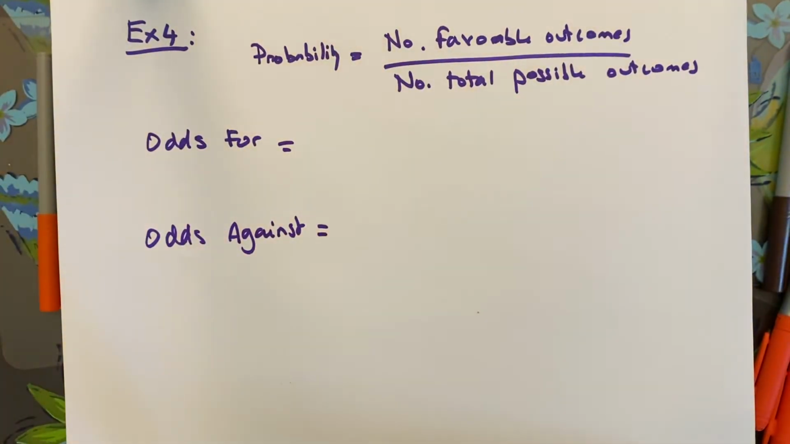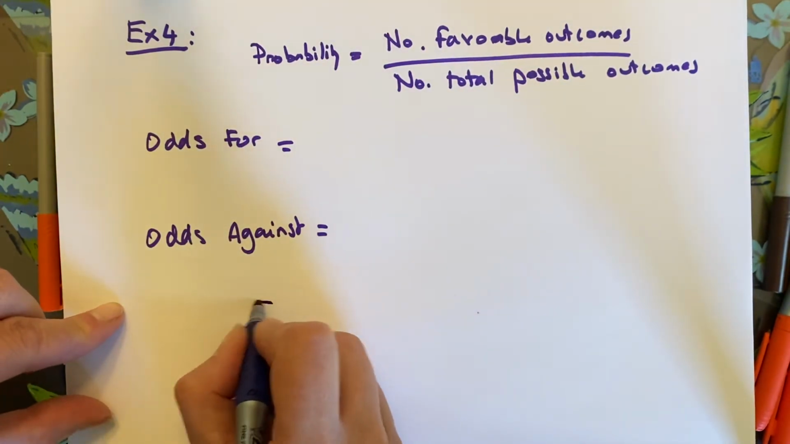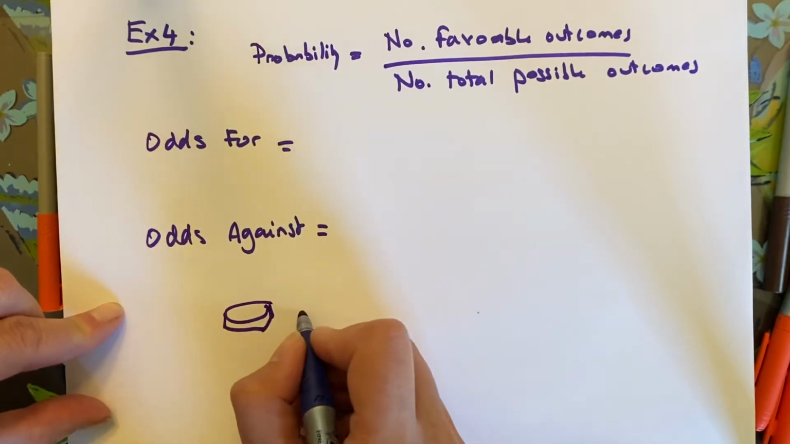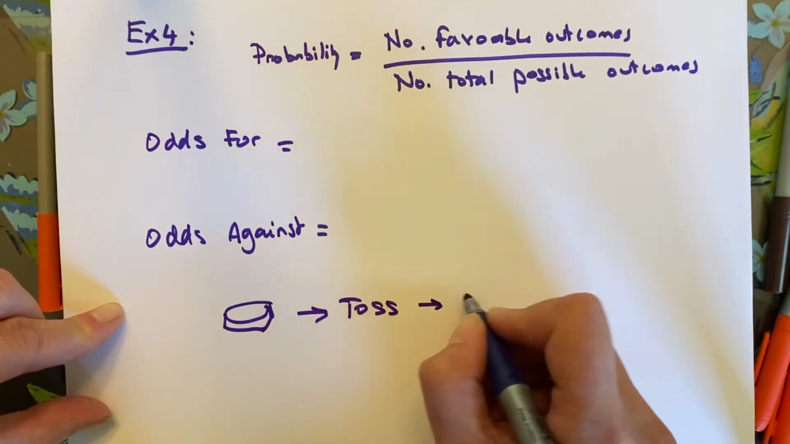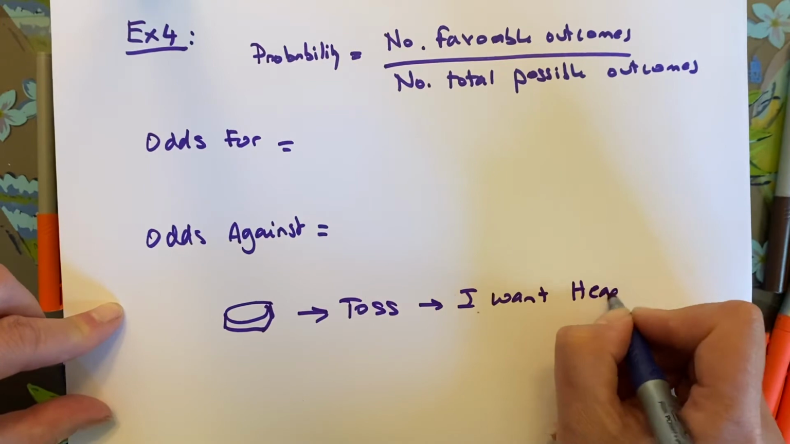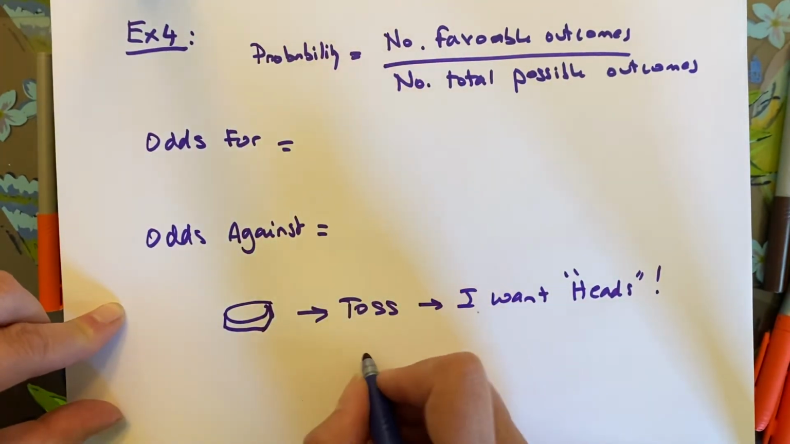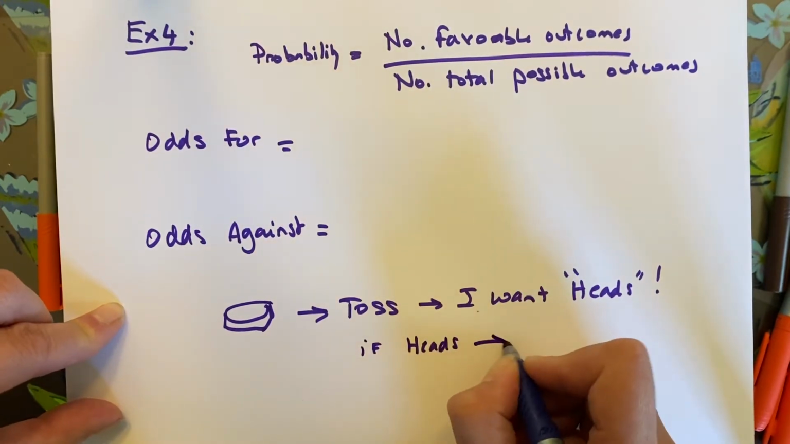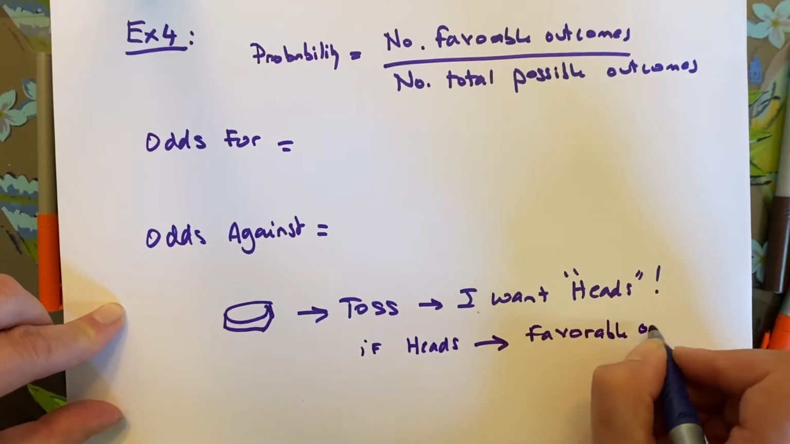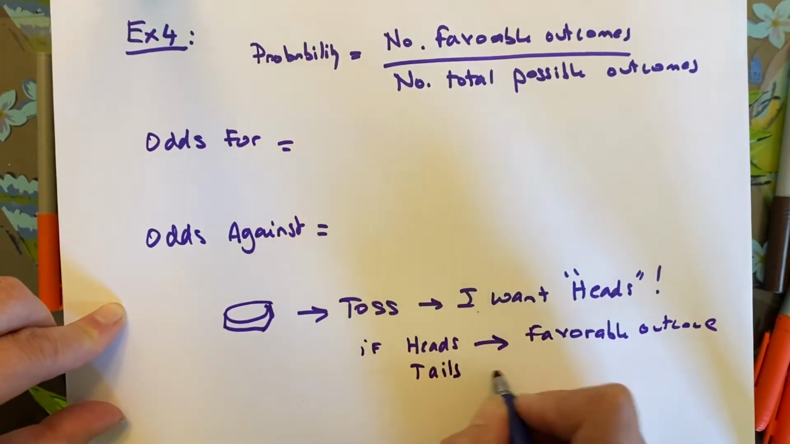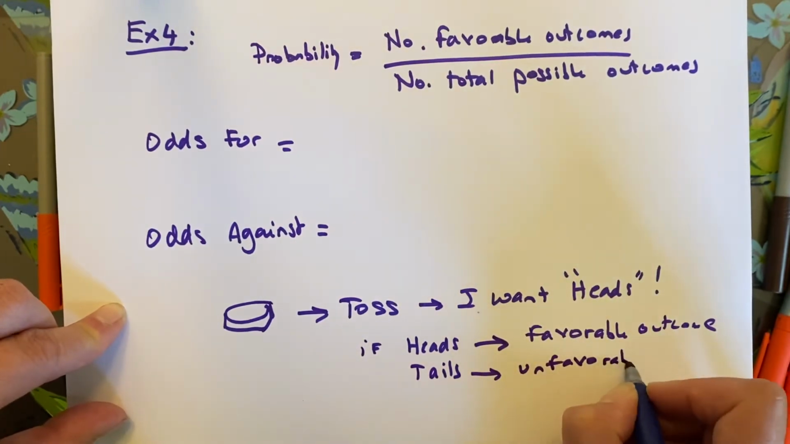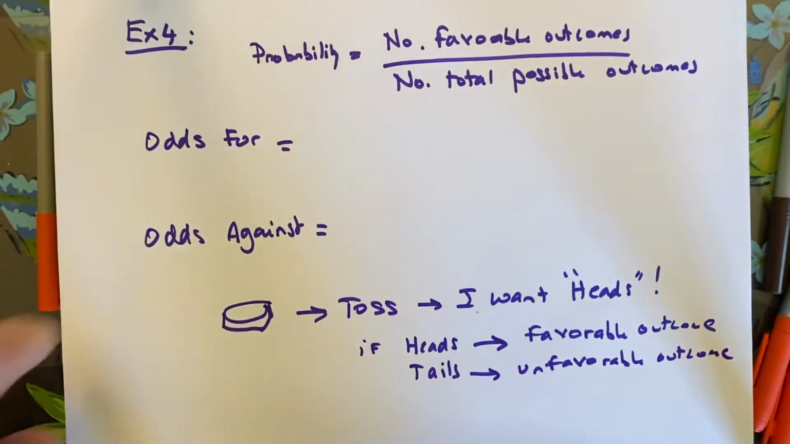Now, when you're looking at odds, you're looking at favorable versus unfavorable outcomes. So if I was looking at a coin, right, and I'm tossing my coin, and I say I want heads, or I specify heads. Well, if it turns up heads, that's a favorable outcome. If I get tails, tails is my unfavorable outcome. Okay? So when you're talking about odds, you're talking about favorable versus unfavorable instead of favorable over total.